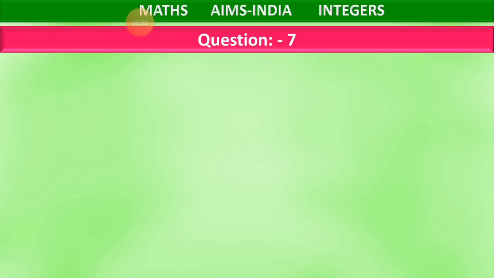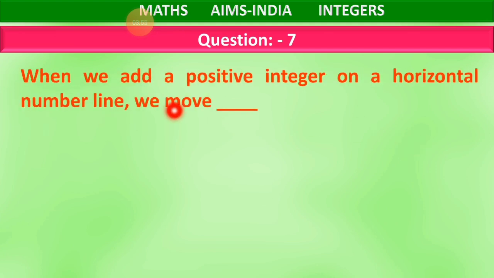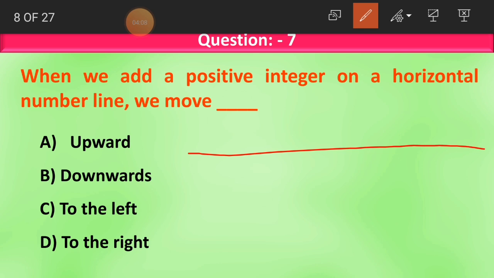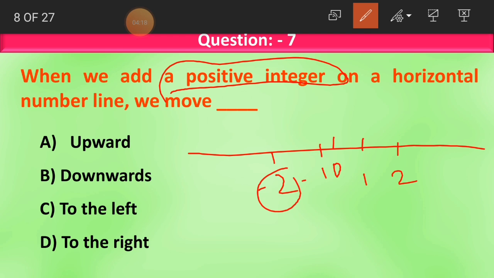The next question is question number 7. When we add a positive integer on a horizontal number line, we move A. upward, B. downwards, C. to the left, D. to the right. Now let us take a horizontal number line. What are they saying? When we add a positive integer, I'll take -2 and then add the positive integer 3 to it. 1, 2 and 3. The answer will be 1, right? -2 plus 3 is equal to 1.